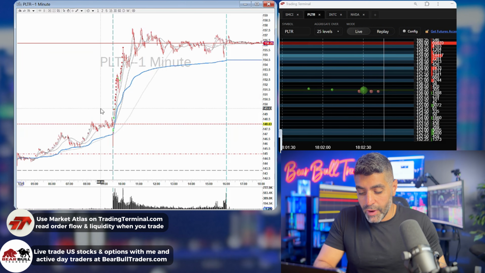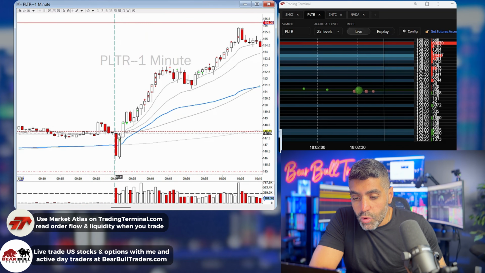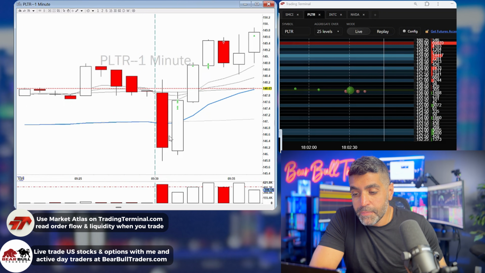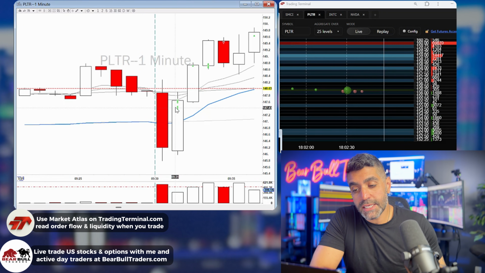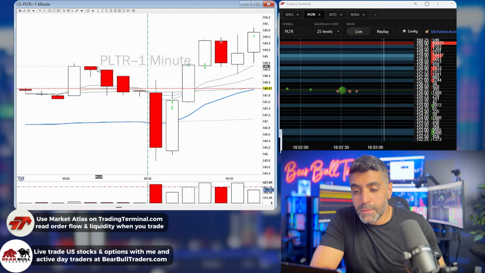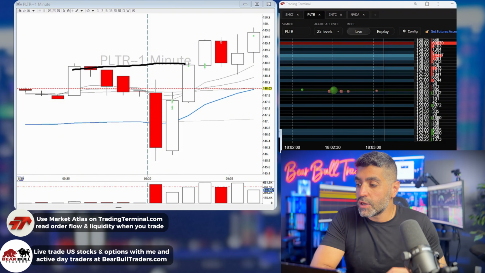So PLTR was on my radar. In the pre-market it was trading around 148, sold off at the open, quickly came back up. This is something that we call a bullish engulfing pattern. So it was a really, really nice squeeze. I went long with a heavy size, and we were hoping to get the breakout of this high of the pre-market at around 148.60.